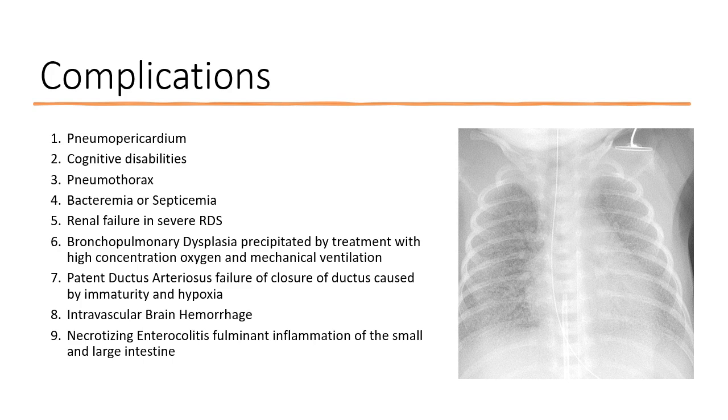5. Renal failure in severe RDS, 6. Bronchopulmonary dysplasia precipitated by treatment with high concentration of oxygen and mechanical ventilation, 7. Patent ductus arteriosus due to failure of closure of the ductus caused by immaturity and hypoxia, 8. Intravascular brain hemorrhage, and lastly, necrotizing enterocolitis because of fulminant inflammation of the small and large intestine.